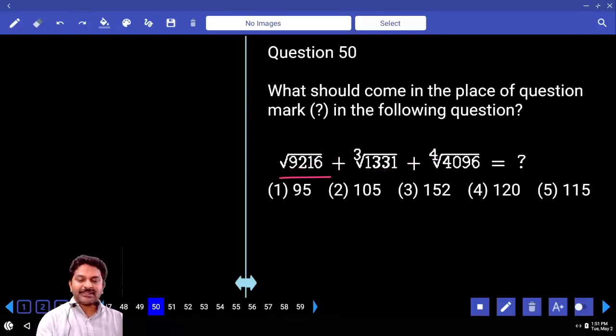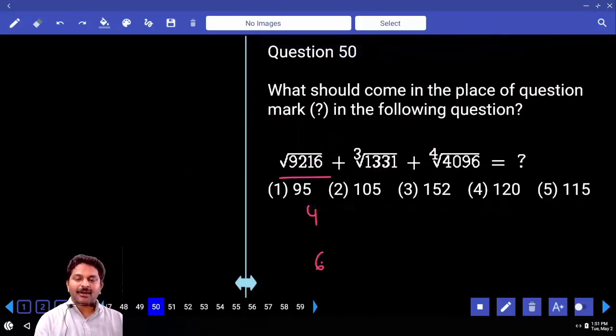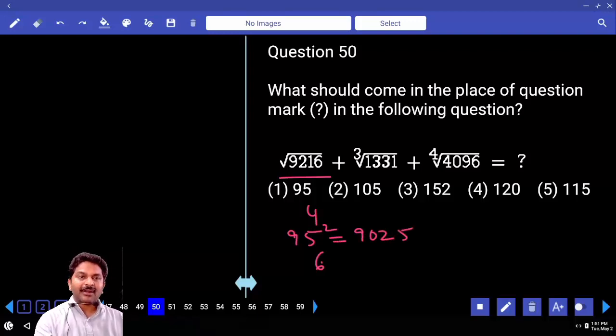92, 16. So this must end with either 4 or 6. 90 square. Our number is more than that. Let's identify what is 95 square, which is 9025. Our under root value is more than that. Hence it has to be 96 only.